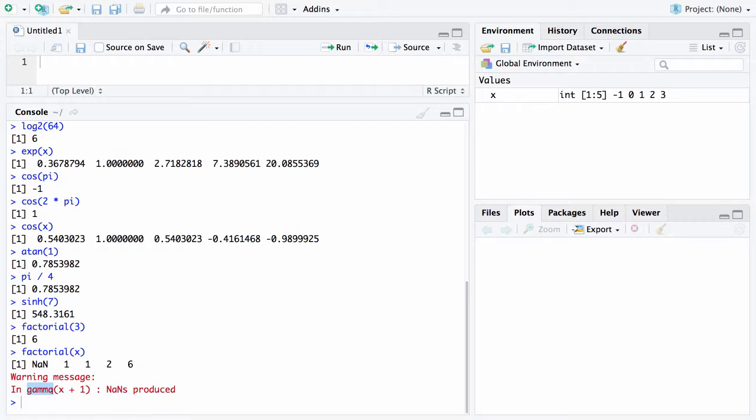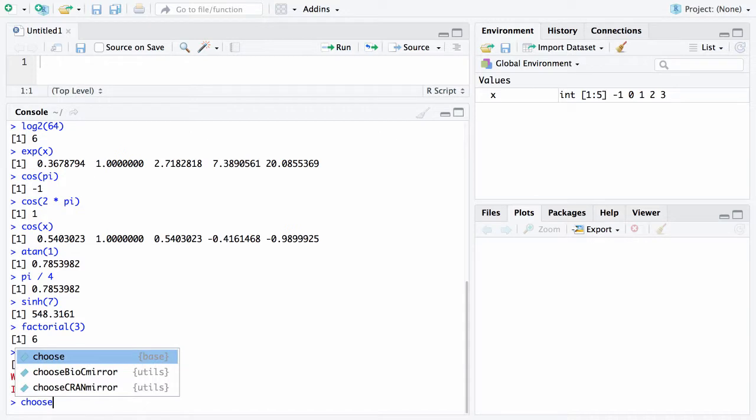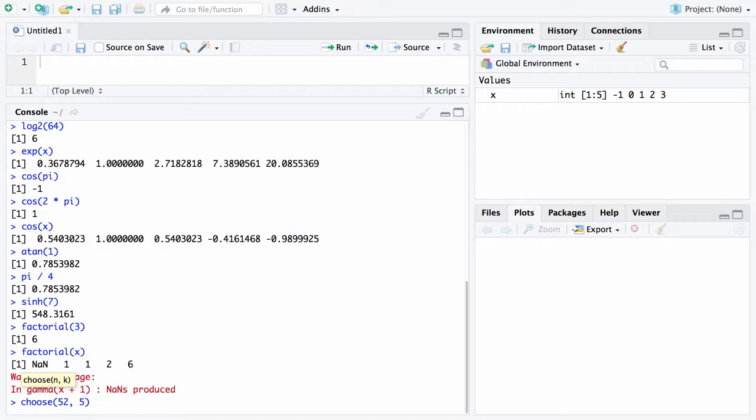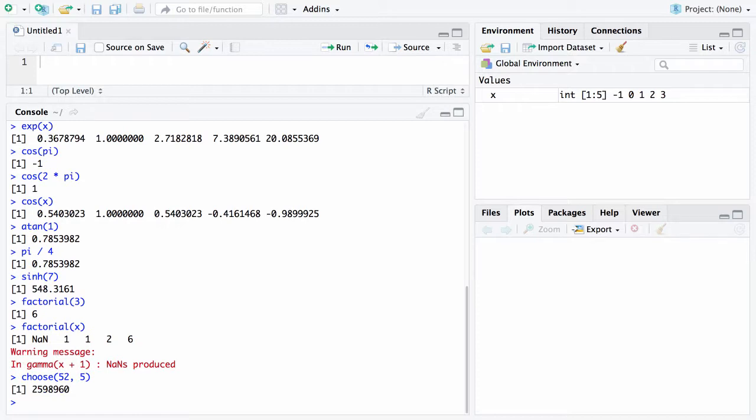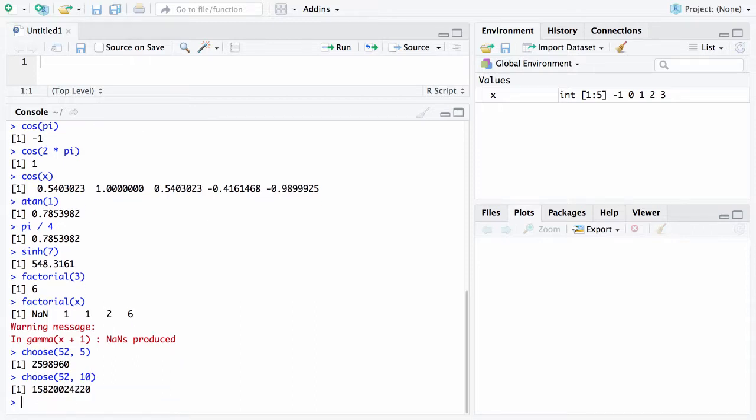You can also get the choose function, and I will use the number of poker hands, that is, out of the 52 cards in a playing deck, choose 5 of them where order is not important, and that will give you 2,598,960. If you want to know how many 10-card poker hands there are, you just replace the 5 with a 10. 52 choose 10 gives you a much bigger number of 10-card poker hands.